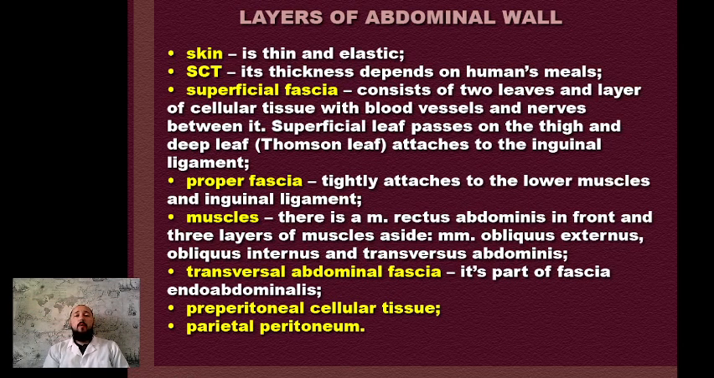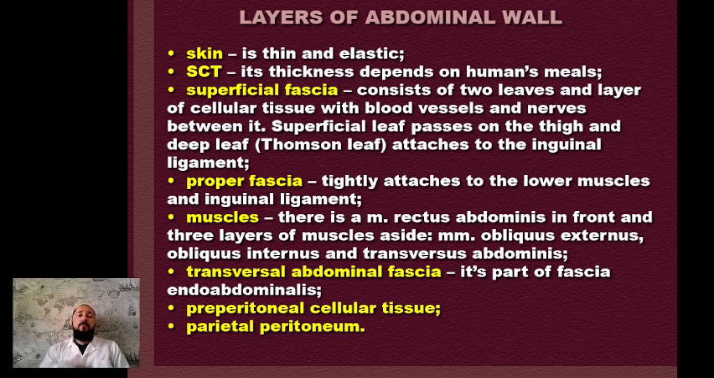Layers of the abdominal wall. The first layer is the skin. As in all regions, skin is thin and elastic. The next layer is subcutaneous fatty tissue. Its thickness depends on the person's diet. After this, we have a superficial fascia that consists of two layers, with cellular tissue, blood vessels and nerves between them. The superficial leaf passes onto the thigh, and the deep leaf, or Thompson leaf, is attached to the inguinal ligament.